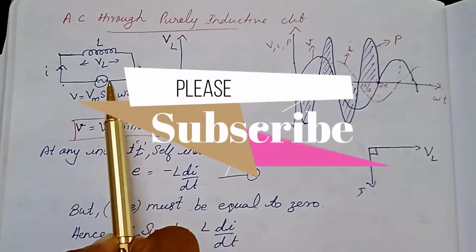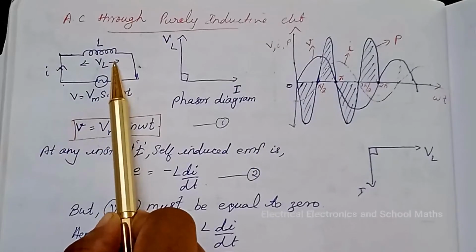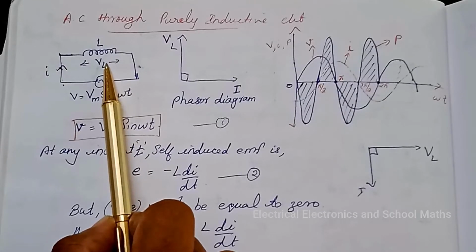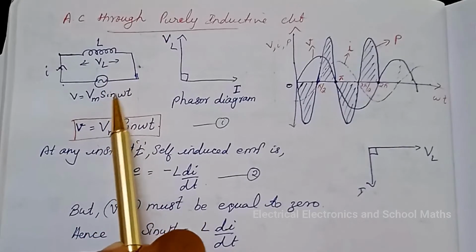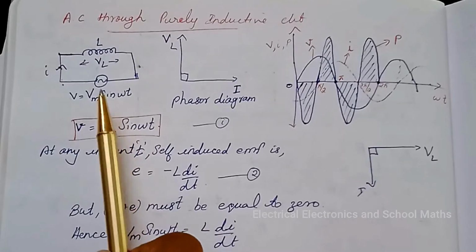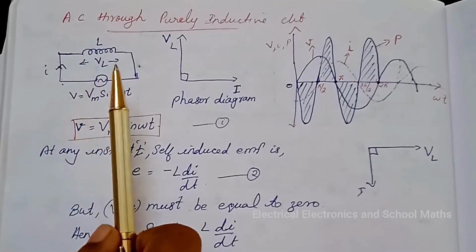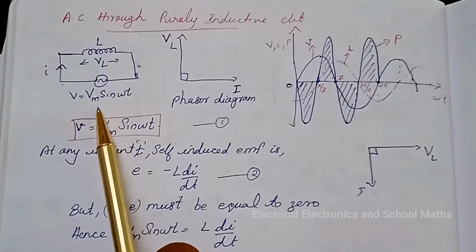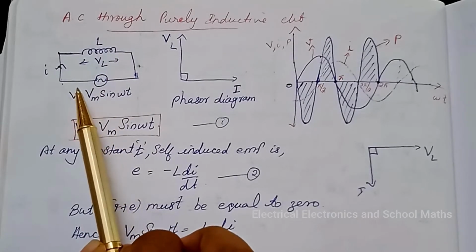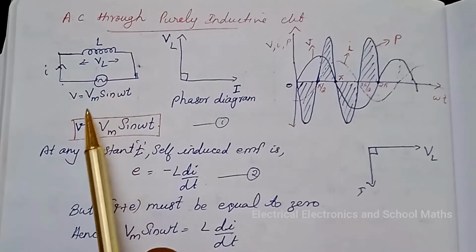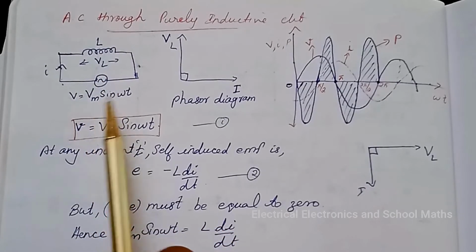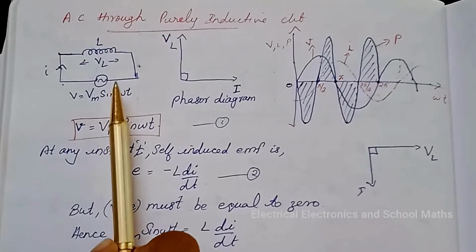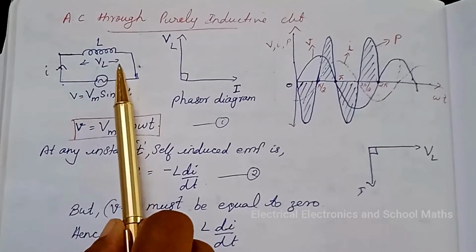Due to the inductance of the coil, a self-induced EMF is induced in the coil, which opposes the applied voltage at every instant. As this circuit is purely inductive, there is no resistance and hence there is no ohmic drop. Thus, the applied voltage V has to overcome the self-induced EMF only at every instant.